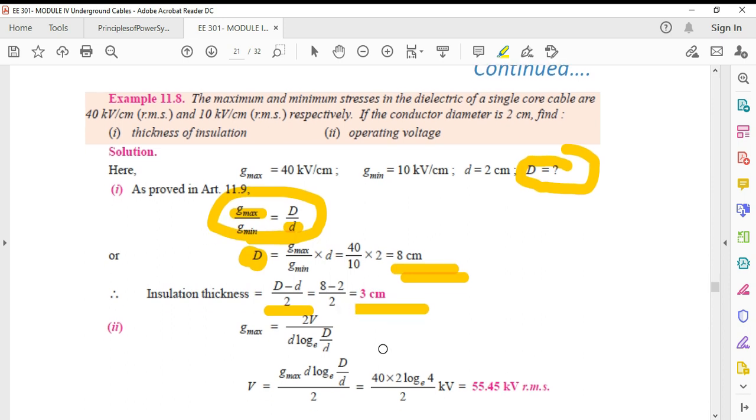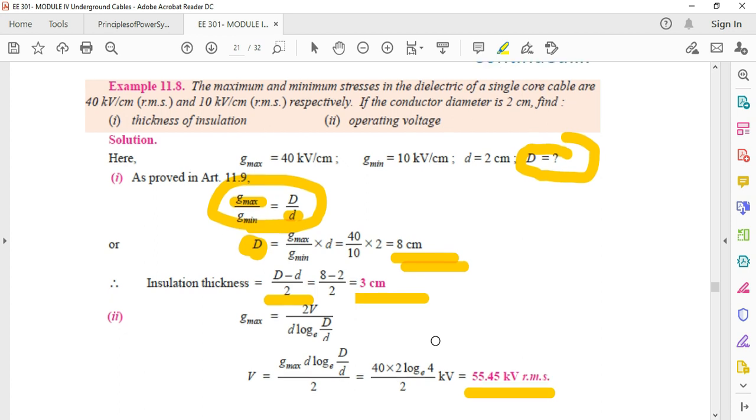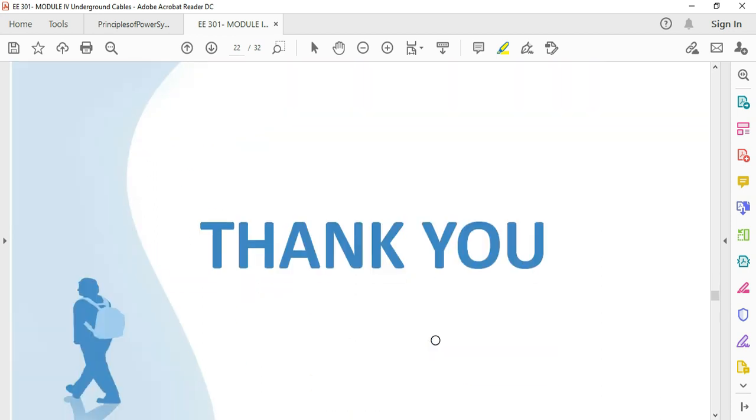Now we are asked to find out the operating voltage. To find out the operating voltage, we can substitute in G max or G minimum equation. Any equation can be used. Here G max equal to 2V by d log D by d. Substitute that. Then V equal to G max d log D by d by 2. Then we will get the operating voltage as 55.45 kV. Thank you.